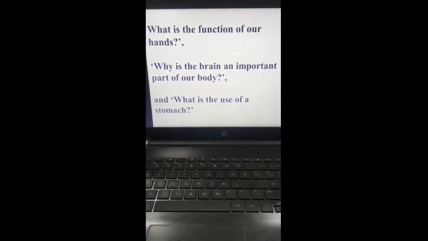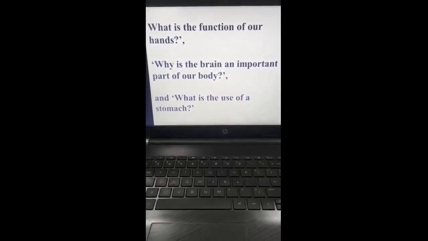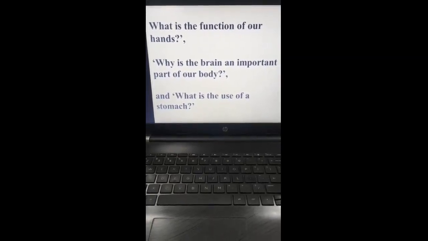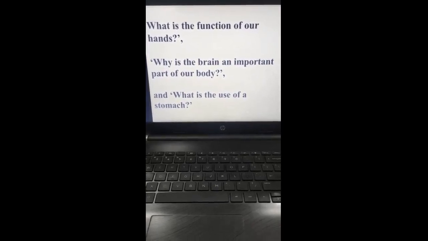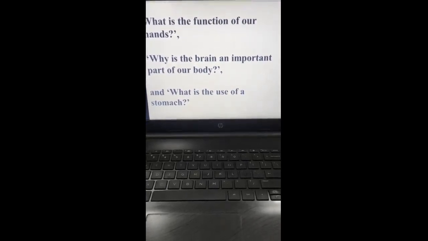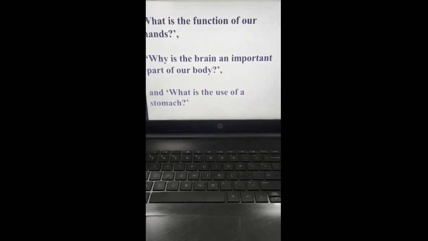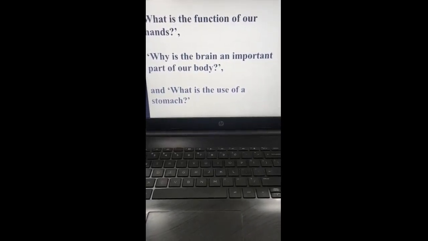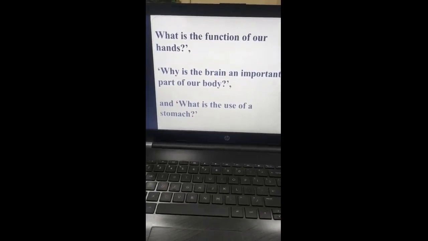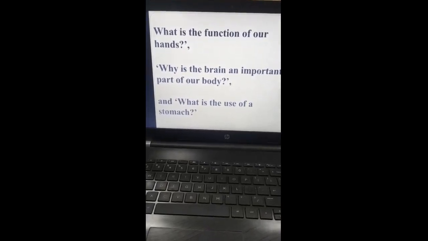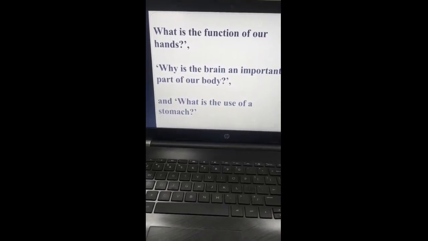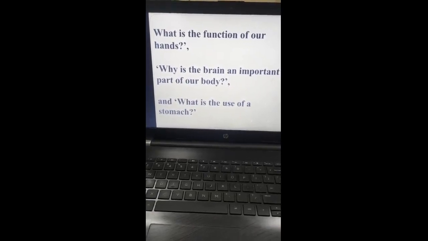Similarly, dear children, do you know why the brain is an important part of our body? Because we think using the brain. Our body works using the brain. The brain gives signals to the different parts of the body about what they should perform and how they should perform. Similarly, dear children, do you know what is the use of the stomach? The stomach stores the food for a while, then it breaks the food into small parts and sends it for processing, so that we get energy to work.